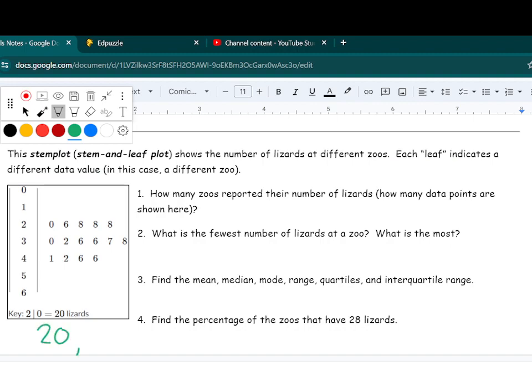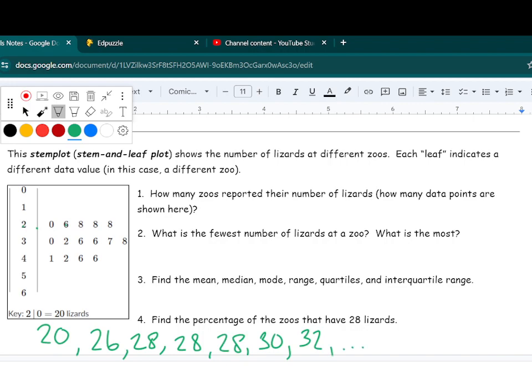Then we have 2 line 6. That's 26. We have 2 line 8. That's 28. And then we have another 2 line 8 and another 2 line 8. Then we jump down to 3 line 0, 30. And 3 line 2 is 32, and so on.